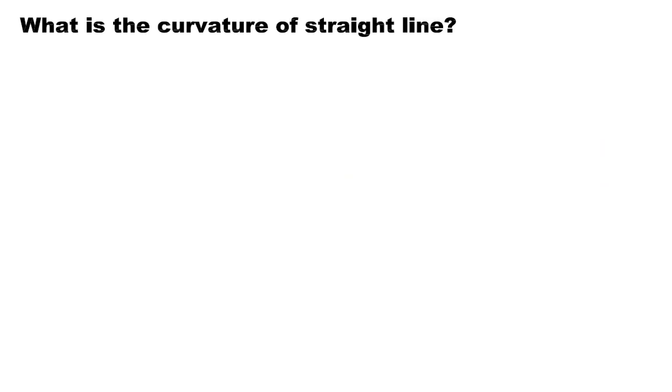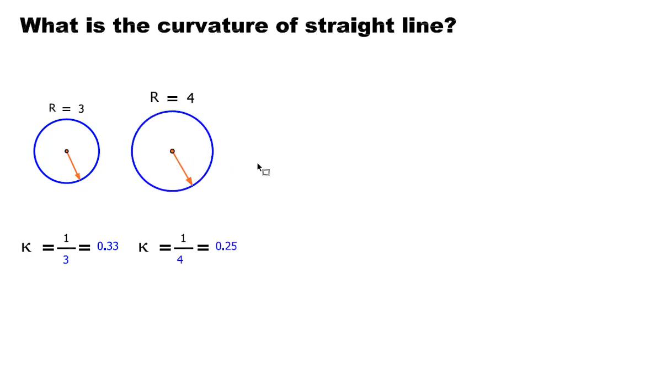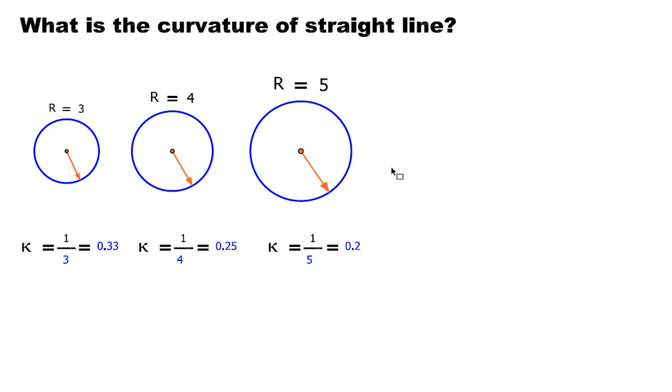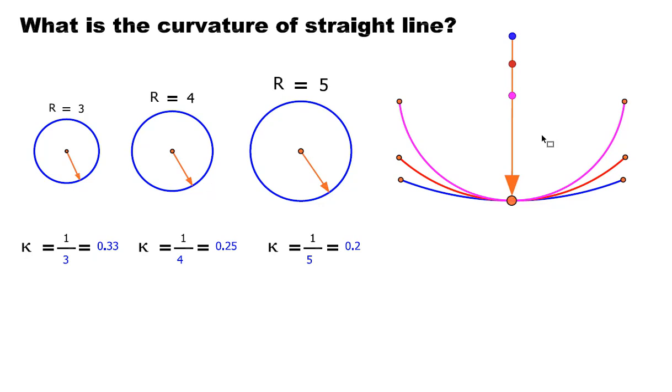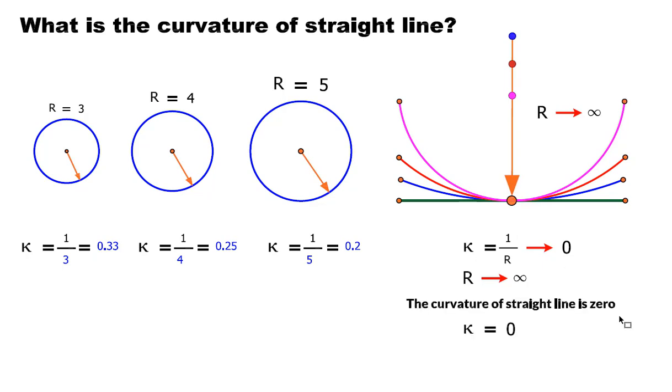So the question is, what is the curvature of a straight line? To answer this question, we are going to increase the radius of these circles in order to approach a line. So in such case, we have to increase the radius of the circle and make it infinite. Therefore, when the radius of the circle becomes infinite, kappa will approach 0. And therefore we say that the curvature of straight line is 0.